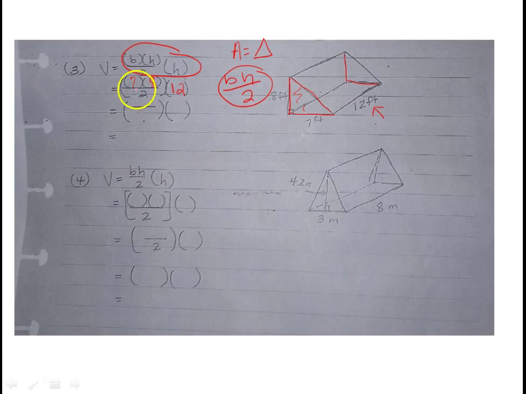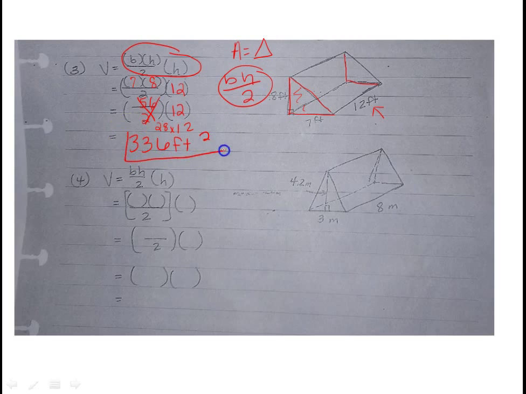All right, so now you just do your math. 7 times 8 is 56. And then you bring your 2 down, and you divide that. 56 divided by 2 is 28. And you still multiply it by 12. 28 times 12 is 336. And the units are feet squared.